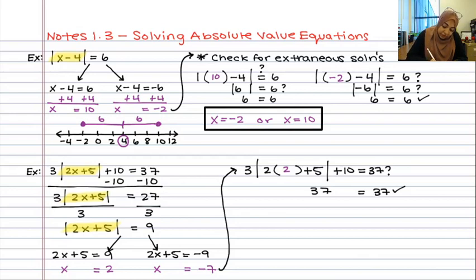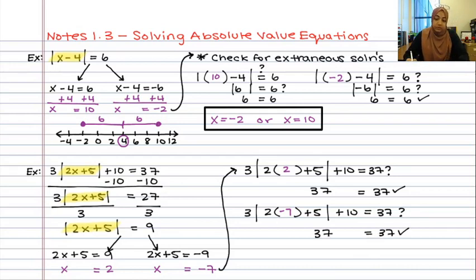And then same thing for the other solution, 3 times the absolute value of 2 times -7 plus 5 plus 10. Does that equal 37? And again, it does. Now, there is one very important thing to note. Well, let me box my answer on the previous one first. Since both of the solutions did end up working out, I can say they are both my solution. So I say x equals 2 or x equals -7.